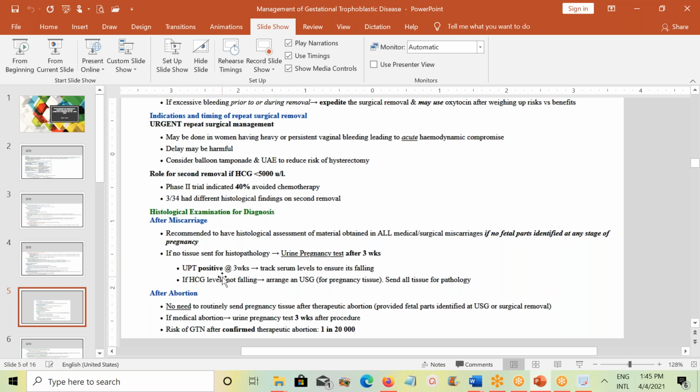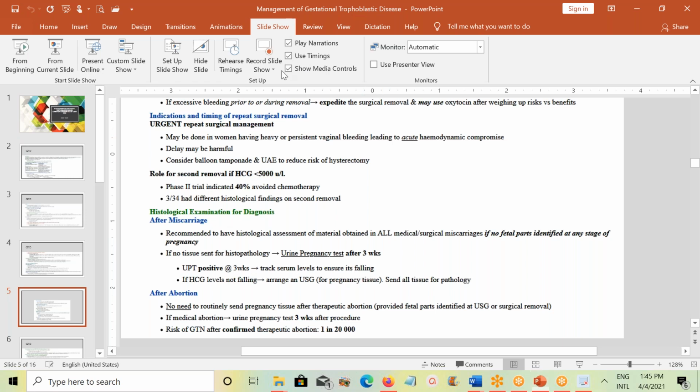So if after 3 weeks the urine pregnancy test is positive, then the serum levels should be checked again. Why? To ensure that there is a drop in the serum beta hCG. But if the serum beta hCG levels are not falling, in that case we will have to arrange an ultrasound for the pregnancy tissue. That is the point.